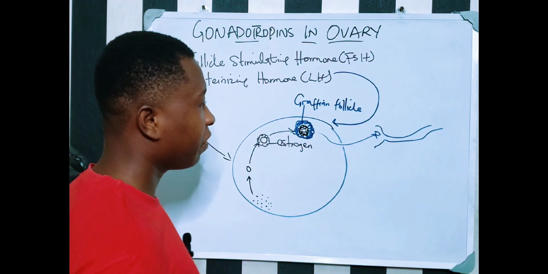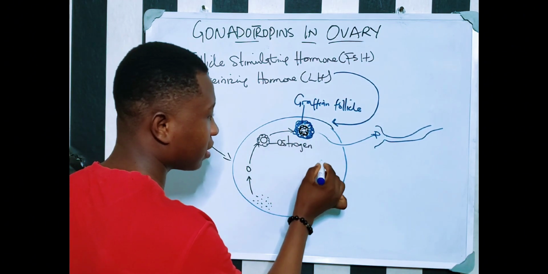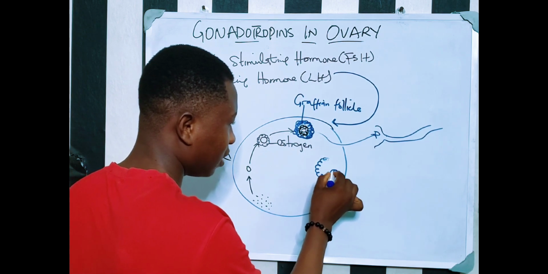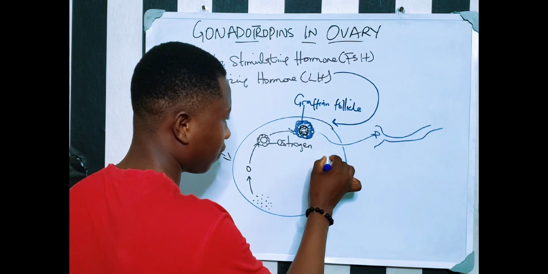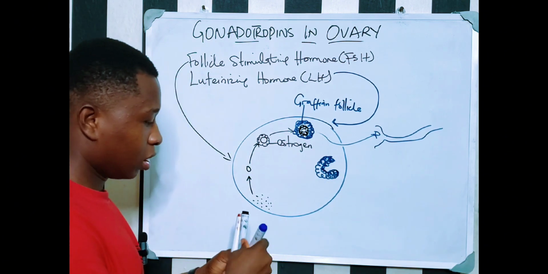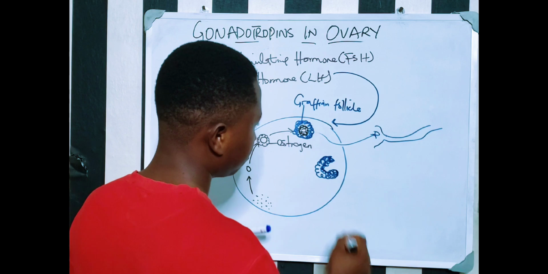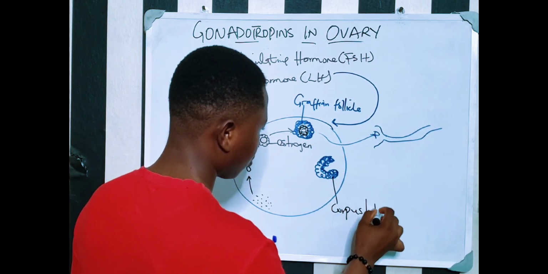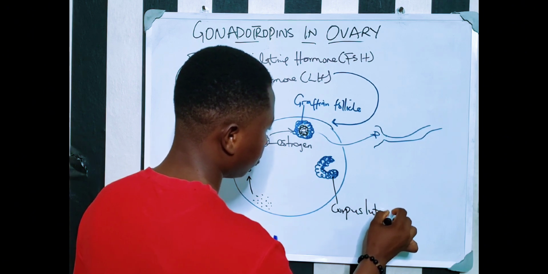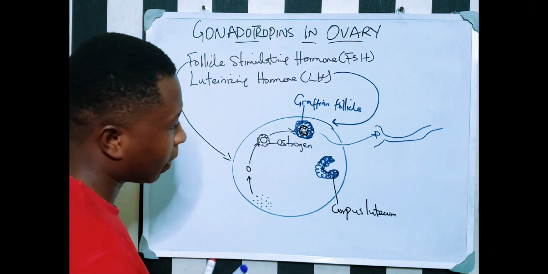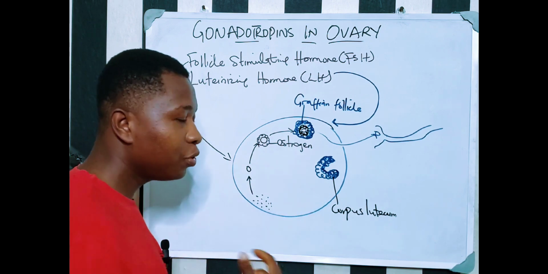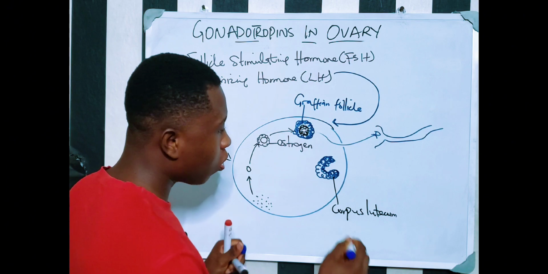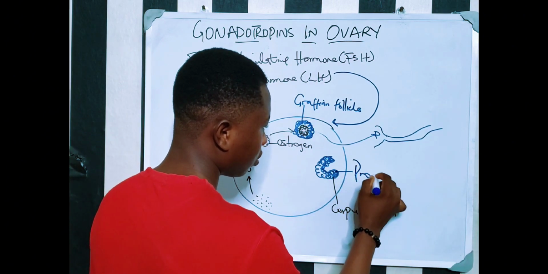Now, when the egg passes into the fimbriae of the fallopian tube, this follicle remains like an empty follicle, and this is what we refer to as the corpus luteum. All right. Now, this follicle produces another type of hormone. That hormone is called progesterone.